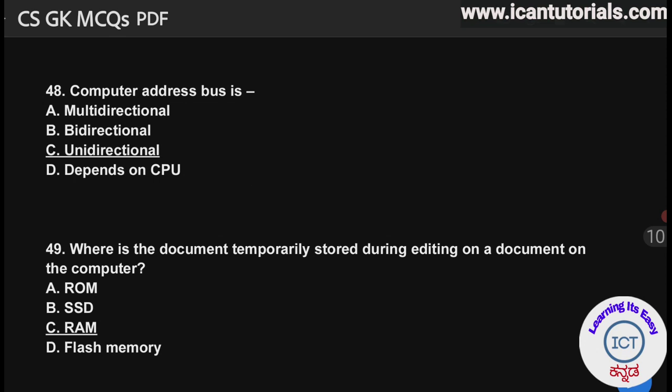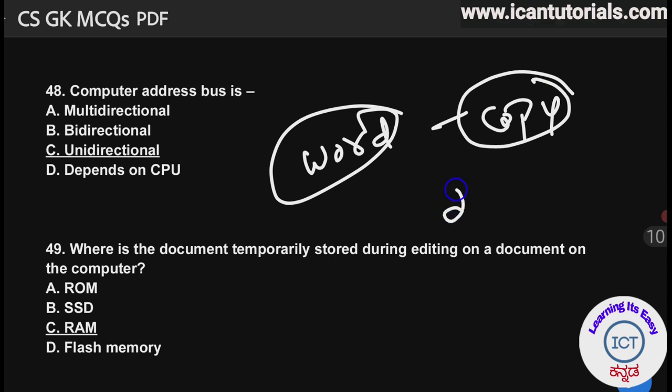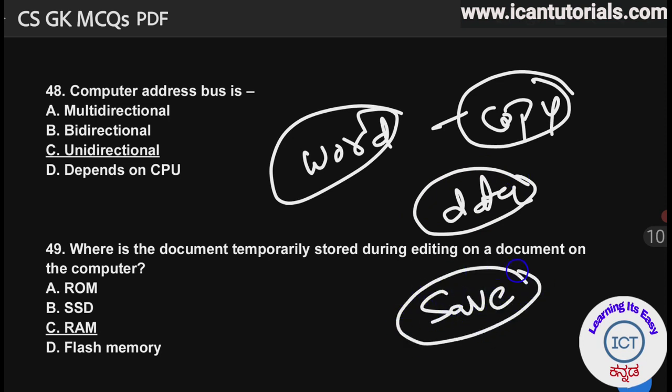The 49th question is: where is a document temporarily stored while editing? Suppose we have an MS Word file and we are performing operations like copy, cut, and paste on that document. Where will the temporary data be stored until we save? We have not saved the document, so the data is temporary, and it will be stored inside the RAM. The answer is RAM, that is, random access memory.